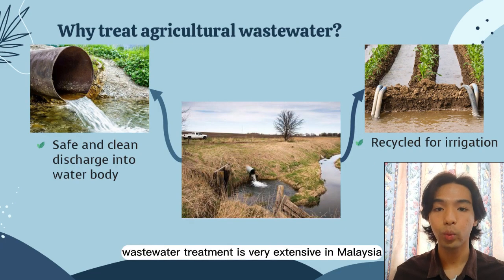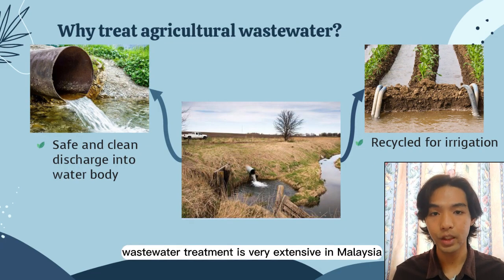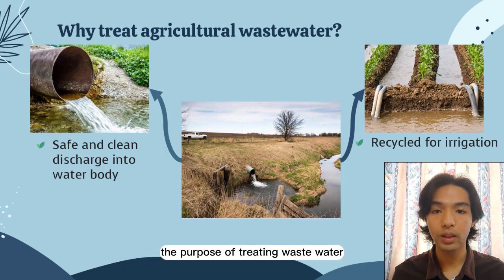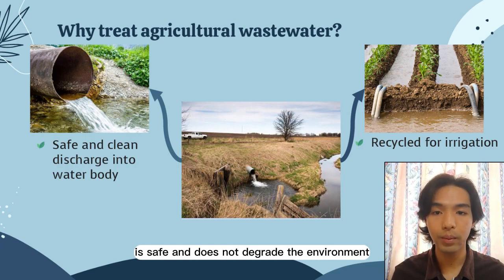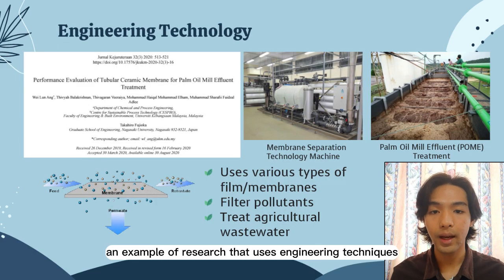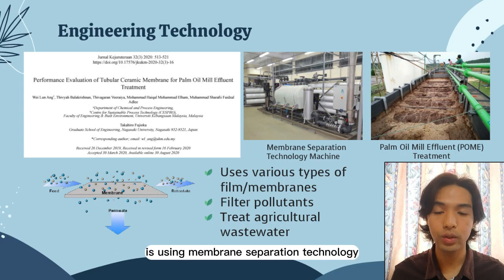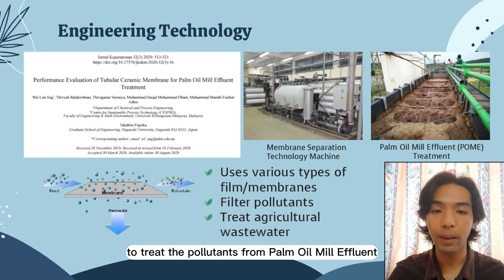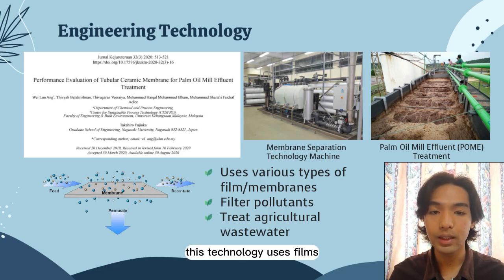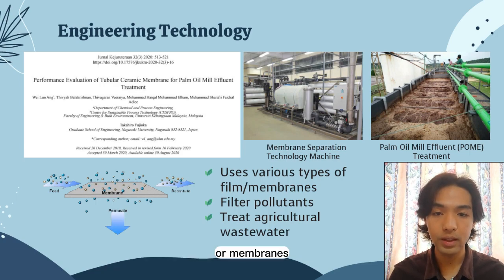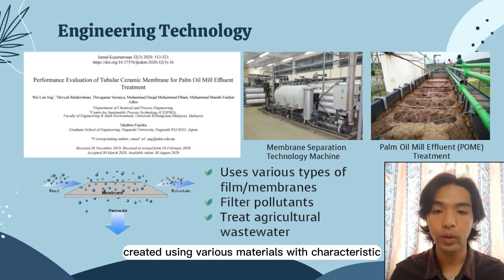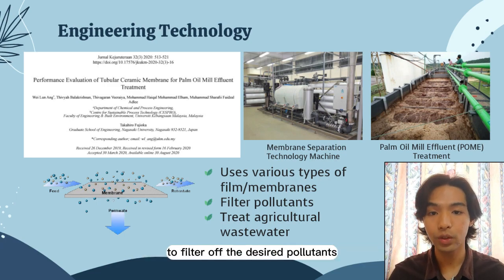Research for agricultural wastewater treatment is very extensive in Malaysia. The purpose of treating wastewater is to ensure the discharge into water bodies is safe and does not degrade the environment. Also, some wastewater is recycled to be used back in the sector. An example of research that uses engineering techniques to treat agricultural wastewater is using membrane separation technology to treat the pollutants from palm oil mill effluent. This technology uses films or membranes created using various materials with characteristics to filter off the desired pollutants.